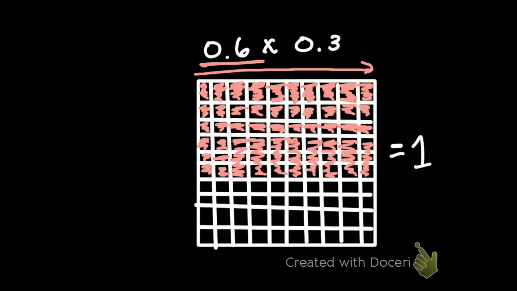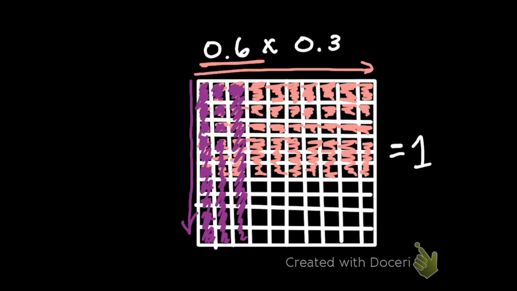Okay, so now that we have 6 tenths shaded in, we're going to use a different color, and we want to go the opposite direction because we are taking 3 tenths of 6 tenths. So going this way, very similar to fractions, we're going to shade in 3 tenths. All right, so that's 1/10.